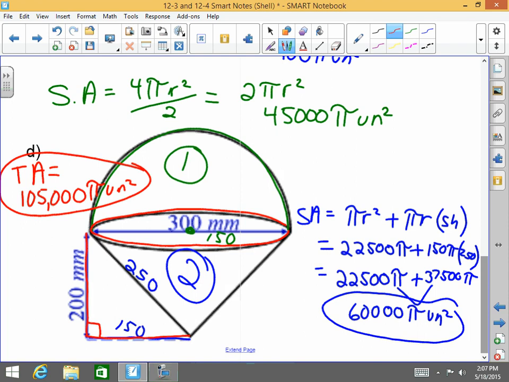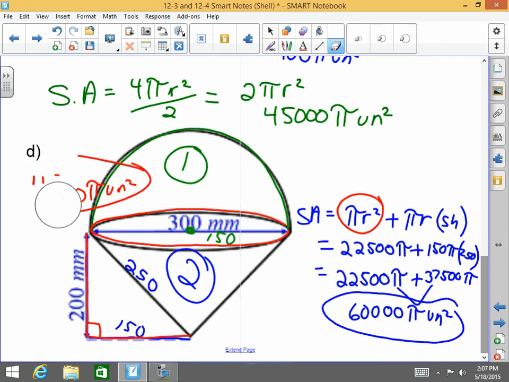Yes, sir. The pi r squared base of the cone. Pi r squared is right here. That's for the base of the cone. Yes, sir. So that's not part of the surface area. No, but remember. Okay. Oh, I see what he's saying. You're absolutely right. You're absolutely right. Okay. Wow. You're on fire, kid.